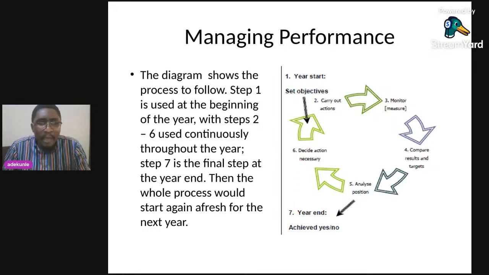So step one, you use the beginning of the year. Step two to six, you use it constantly throughout the year if you're managing your performance within your objective. At step seven, the end of the year, which is the final step, you can make analysis and consider, okay, next year, how do I set the next objective for myself that is specific, that is measurable, that is achievable, that is realistic, and is actually time bound.